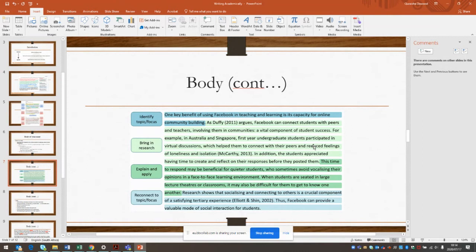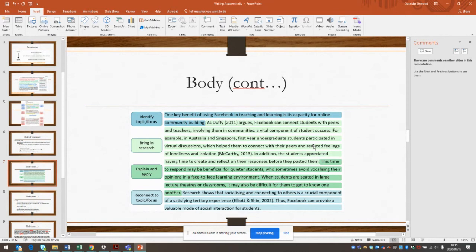"And in addition, the students appreciated having time to create and reflect on their responses before they posted them." Okay, then in the darker green it says, "This time to respond may be beneficial for quieter students who sometimes avoid vocalizing their opinions," etc. Okay, so you've explained this and applied it.